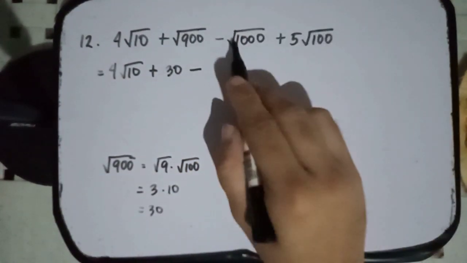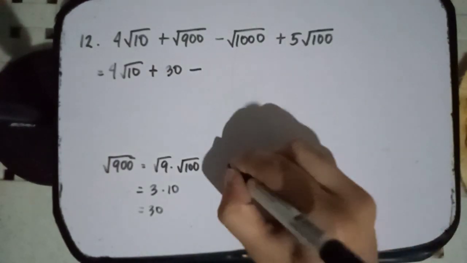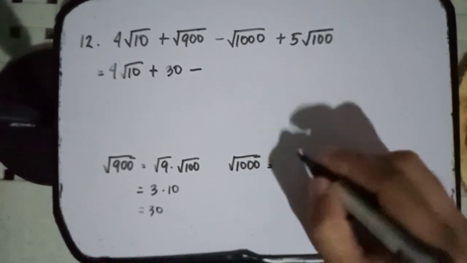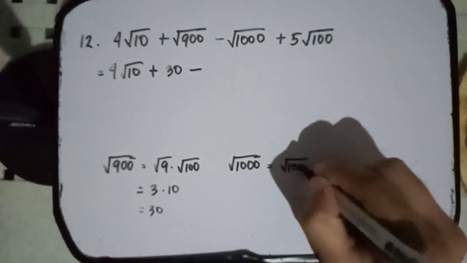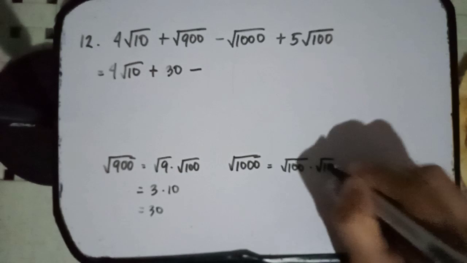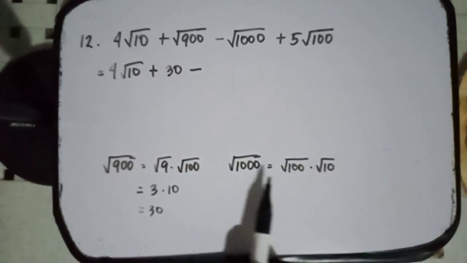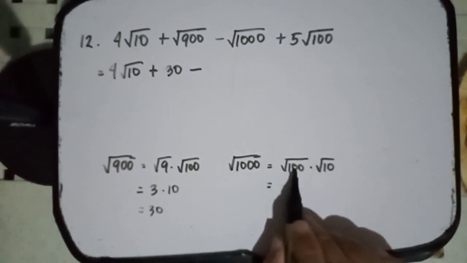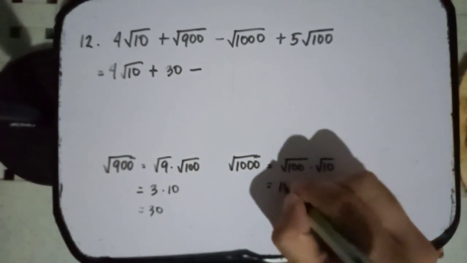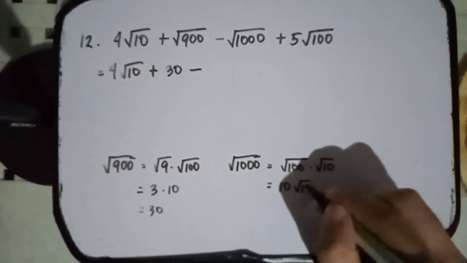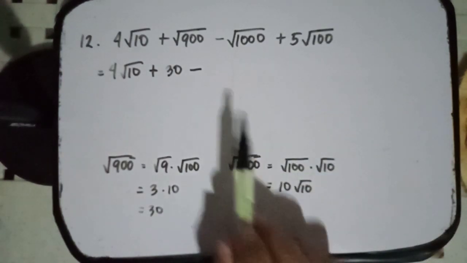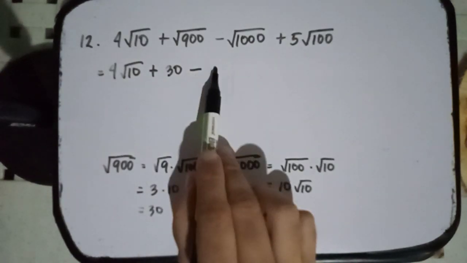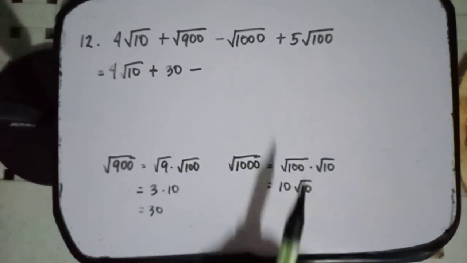Next, minus square root of 1,000 naman. So, square root of 1,000. This is equal to square root of 100 times square root of 10. So, 10 times 100 equals 1,000. Ano po? Ayan. Then, kunin natin square root of 100, which is equal to 10. So, 10 square root of 10. Okay? So, isulat natin yung 10 square root of 10. So, yung square root of 1,000 naging ganito na.